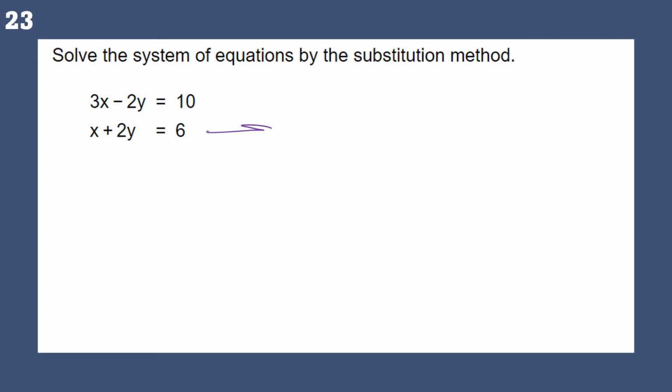I'm going to get them both so they equal 2y. I want to make sure I have 2y by itself. So in order to do that on the top one, I add 2y to both sides and I get 3x minus 10 equals 2y. The second equation already has a 2y in it, and I'm just going to subtract the x, and so I get 2y equals 6 minus x.